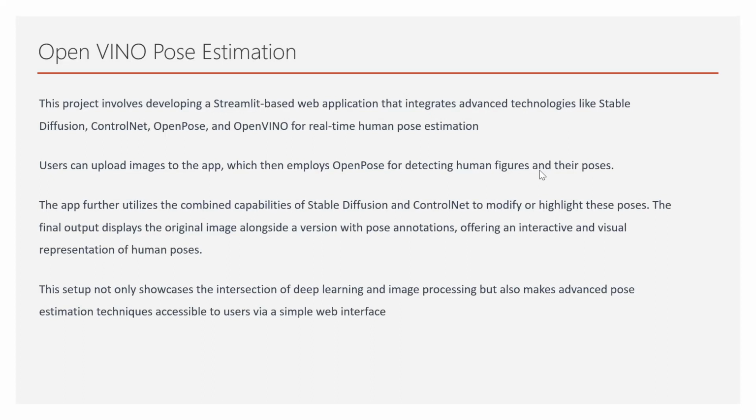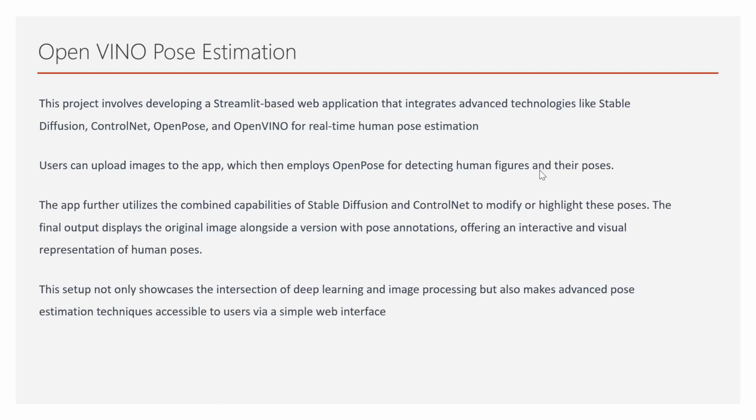So let's start. What are we dealing with? We are dealing with OpenVINO pose estimation. This project involves developing a Streamlit web application, because the final goal is a complete application that works with OpenVINO and with Stable Diffusion, ControlNet, and OpenPose all working together to give the human pose estimation. What is the main target of the app?